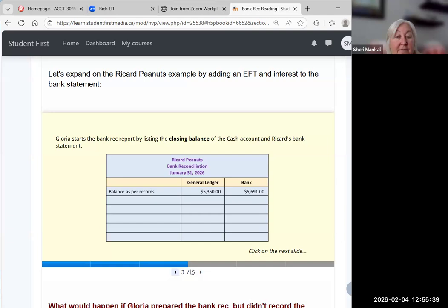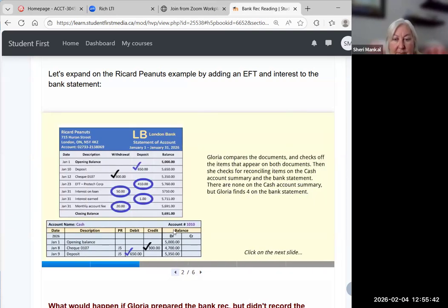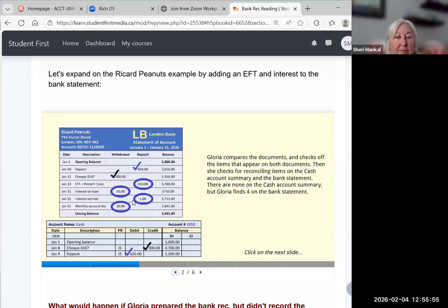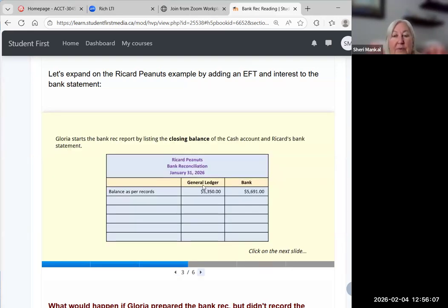Now, if I go back here, it says, what is my balance? This means what is the ending balance of the two statements on this page before. If I look over here, my bank statement says I should have $5,691. So I just take that number and I write it here under the bank. In these examples, we're going to put our cash account ledger on the left-hand side and the bank statement information on the right-hand side. So 5691 came from the bank statement.